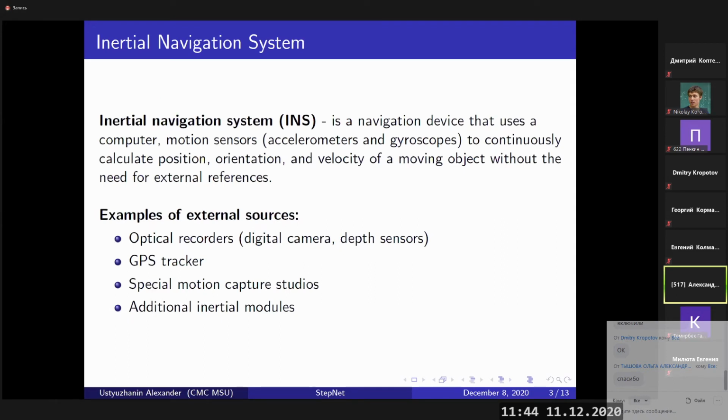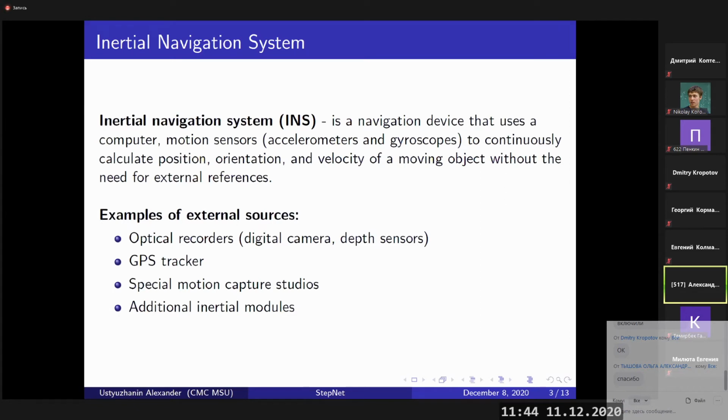INS, which is Inertial Navigation System, is a navigational device that uses a computer and motion sensors such as accelerometers and gyroscopes to continuously estimate position, orientation, and velocity of a moving object without the need of external references.